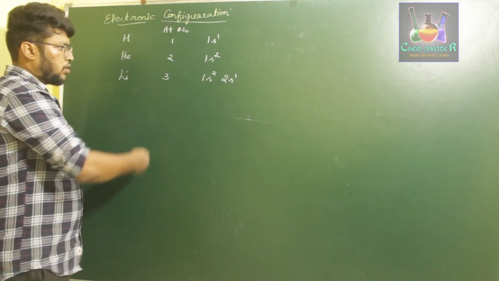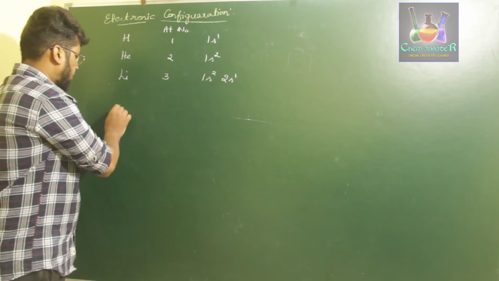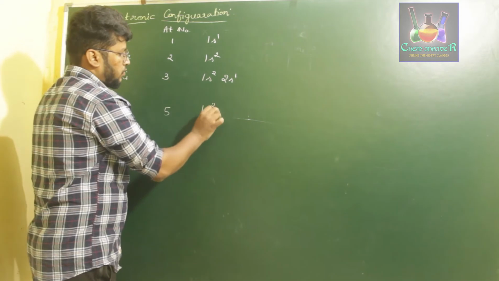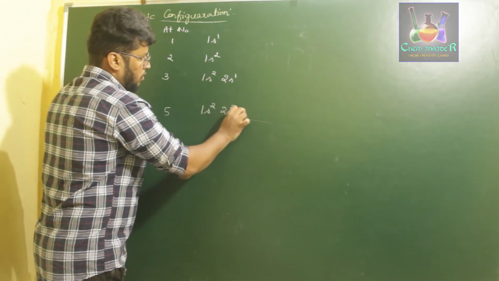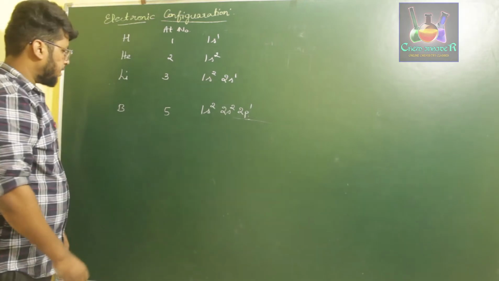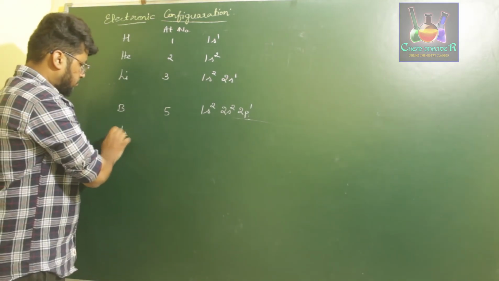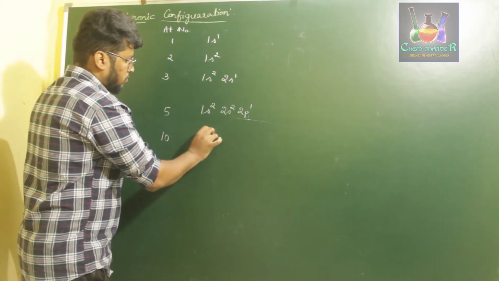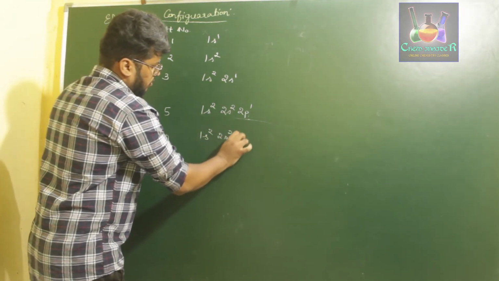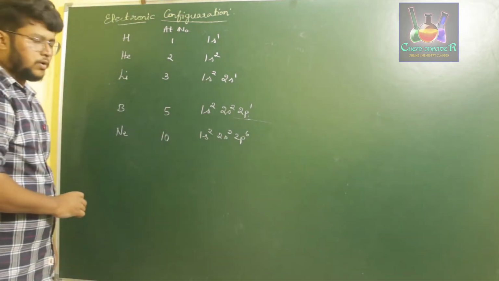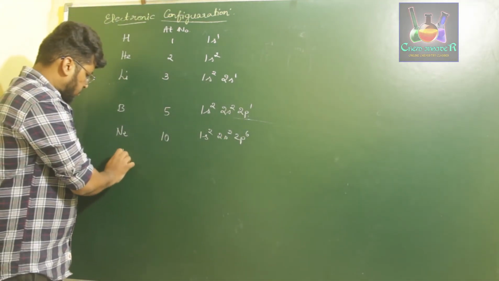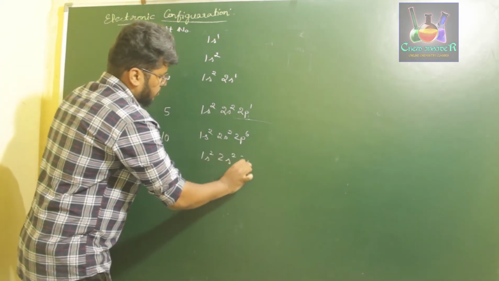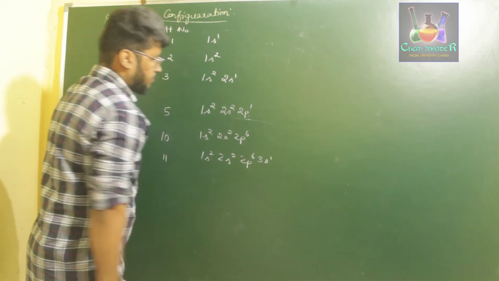Similarly, if you go down writing all these electrons, like if I write in between, boron has atomic number 5. It has electronic configuration 1s2, 2s2, 2p1. Next, consider neon, with atomic number 10. It has 1s2, 2s2, 2p6. Next, consider sodium, 11: 1s2, 2s2, 2p6, 3s1.